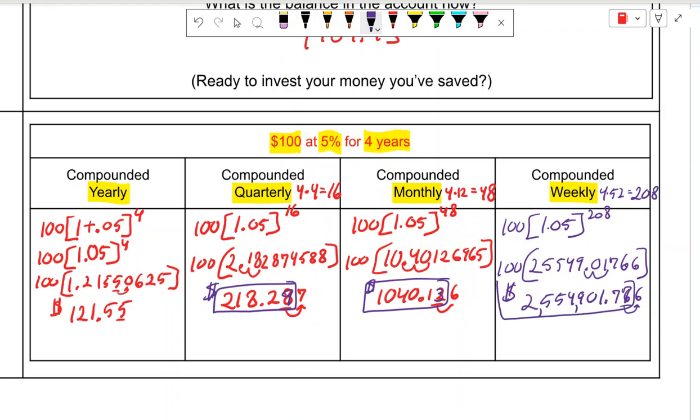Every penny counts. Now, how did you spend that $100 of Christmas? Is it gone already? Save your money and invest it.